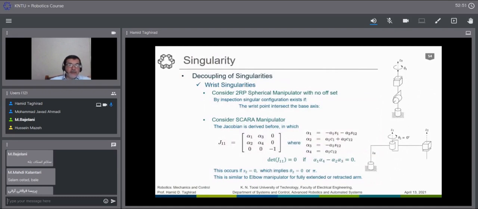Any question up to here? Mohammad Mehdi, yes, please. For example, I can see that at the singular point it reached the boundary, but will you explain by the axes how they are related to each other now?